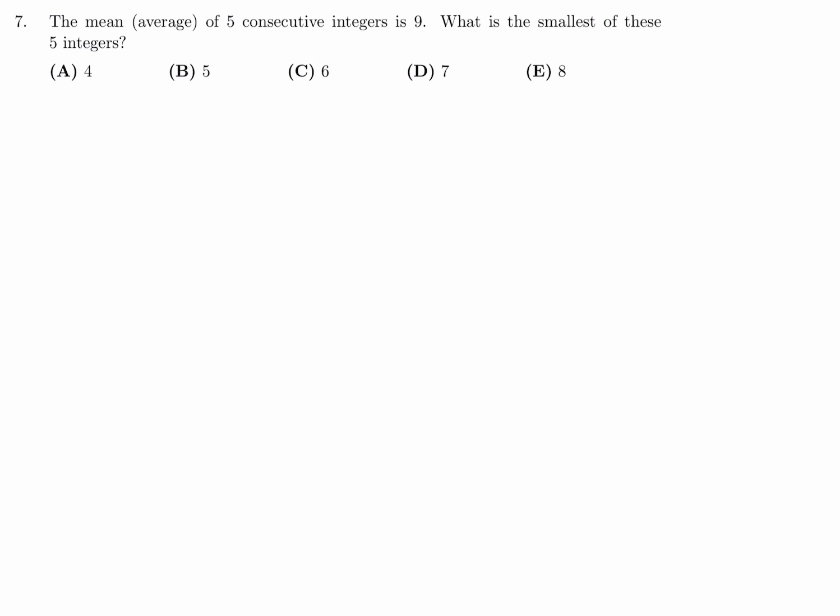The mean average of 5 consecutive integers is 9. What is the smallest of these 5 integers? So there's a couple of ways of doing this. The first is just to understand that if the average of 5 consecutive integers is 9, then those integers must be on either side. So it's 7, 8, 9, 10, and 11, like that. These are the 5 integers.